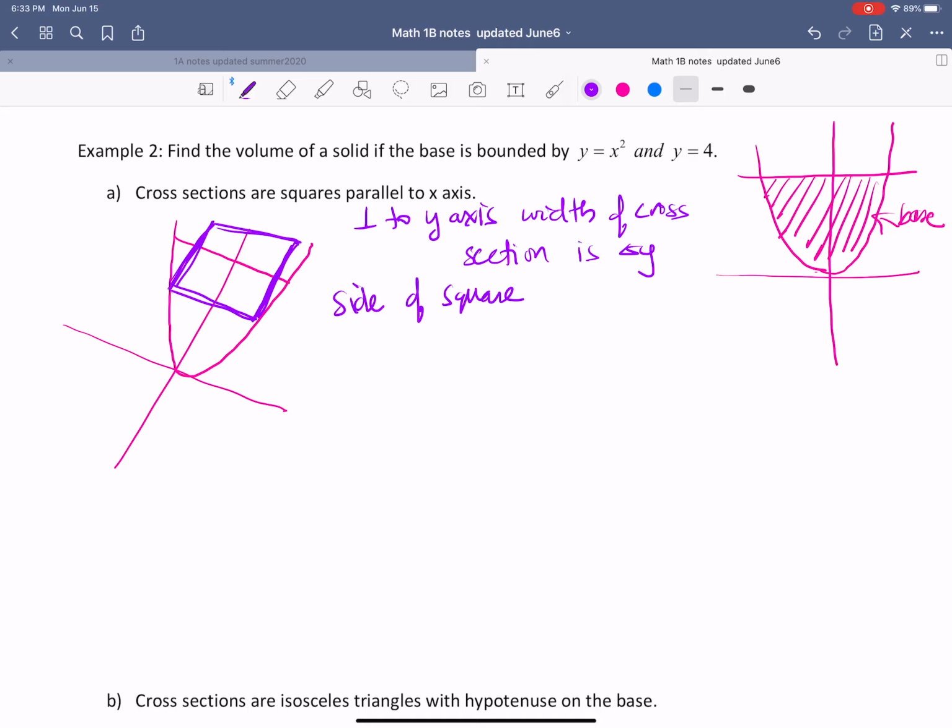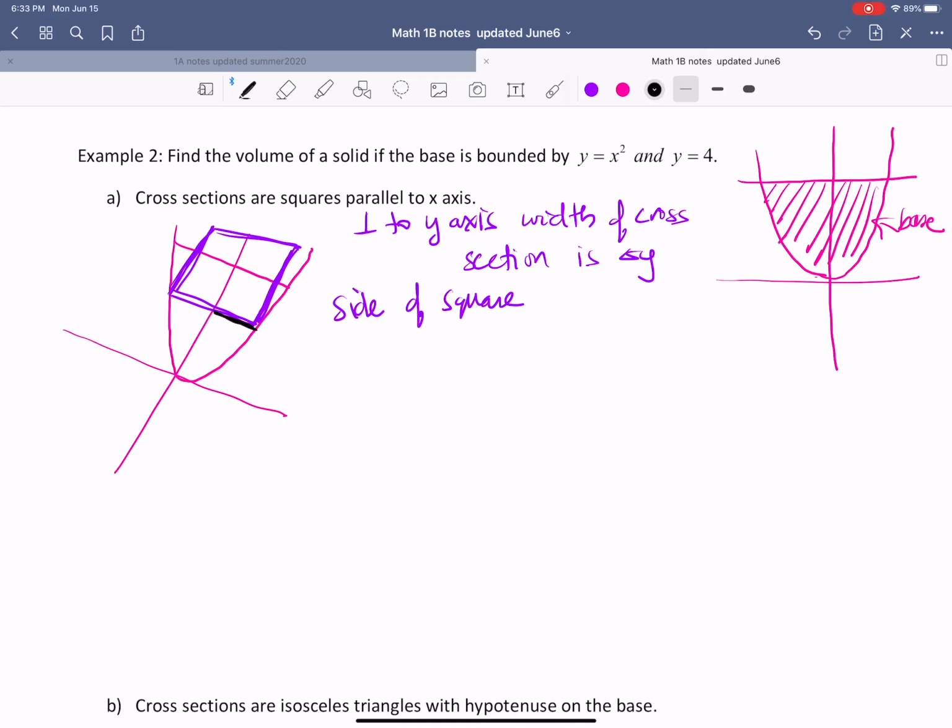Okay, let's see. To find the side of the square, we need to figure out this little piece. Looks like that is the x value. But we want this x value in terms of y, because this integral will be in terms of y, as the width of the cross section is delta y. So that's each x value.